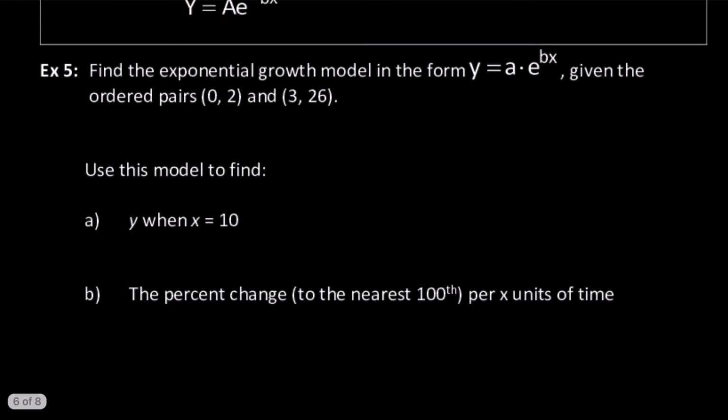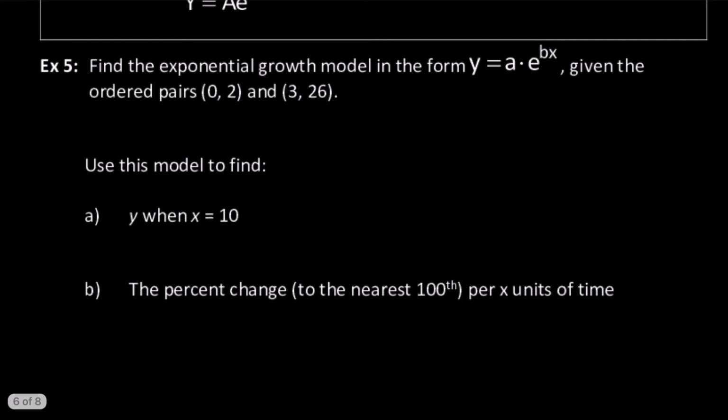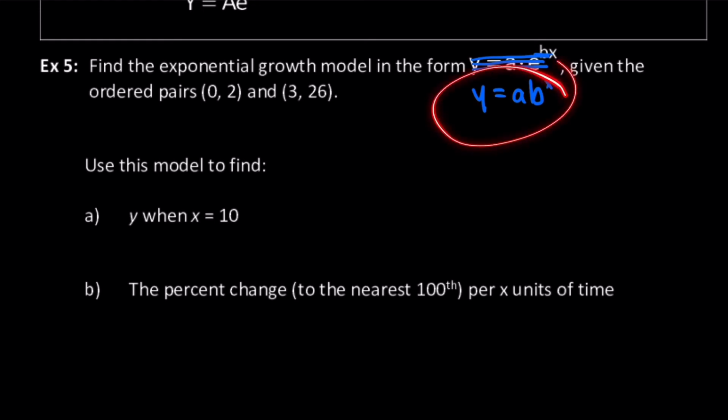So our next task is to find an equation given some data points. So this here says find the exponential growth model in the form y equals, you know what? I have to change this. Theoretically you know how to do natural logs, but we haven't covered it yet in this course. So after our next unit, you'll be able to do this application. Let's change this to y equals ab to the x. Okay? So I want it in this form.